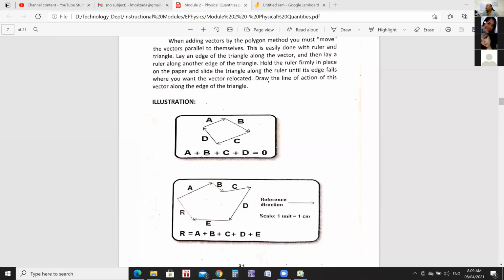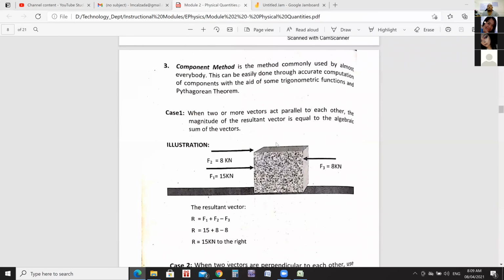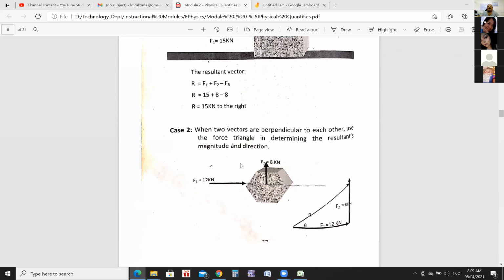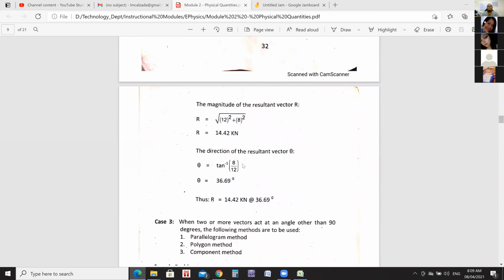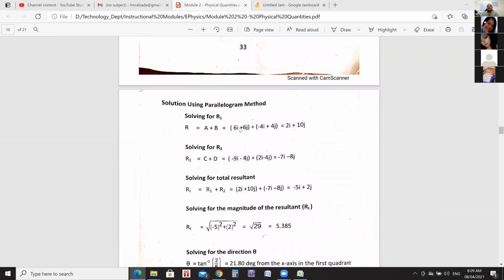Then after discussing that one, we discussed how to solve the resultant vector using the component method, wherein we use I, J. Actually, you can also use complex numbers, it's the same. But actually I stands for the X component and J stands for the Y component.